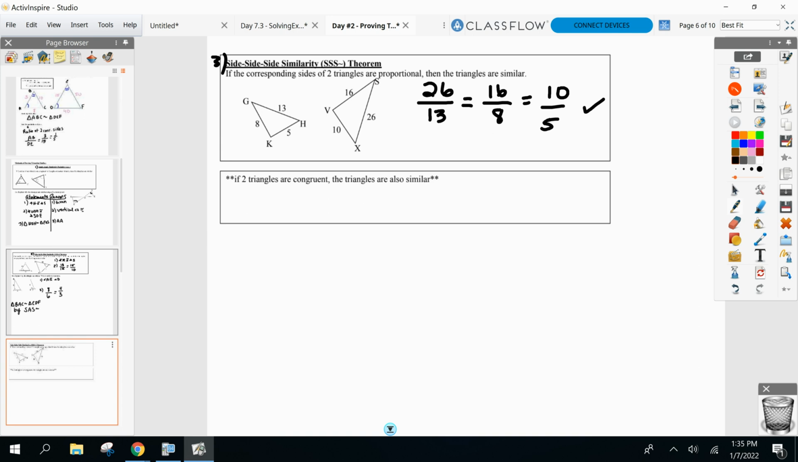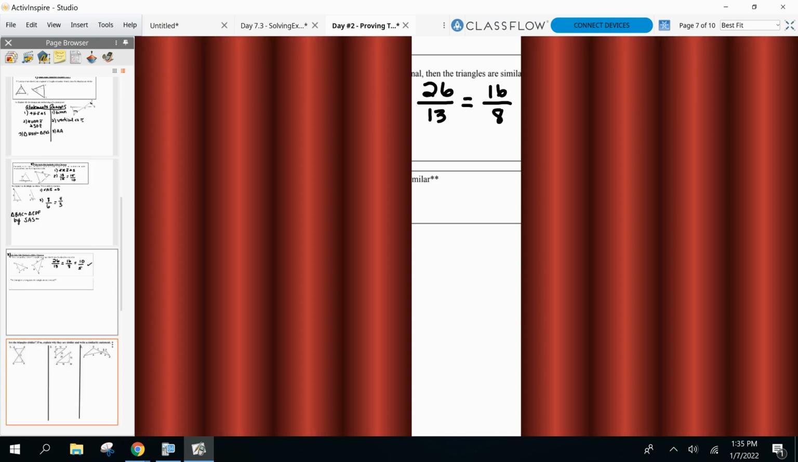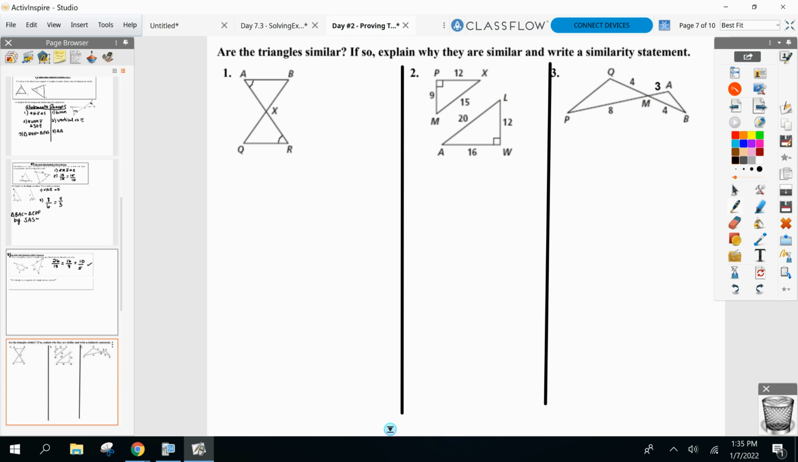Group work time, here we go. I want you to go one at a time. You and your group, number 1. Are they similar? If your group's going to say yes, you have to write a statement saying they're similar and give me one of the 3 methods. Go right ahead. Talk it over.